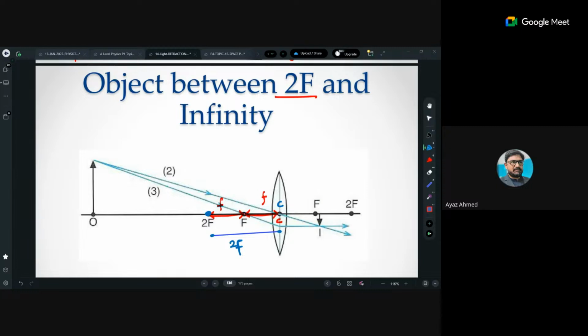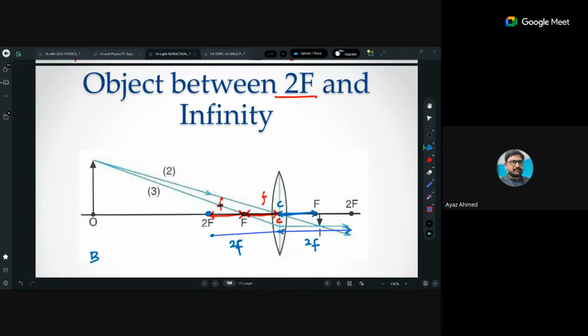The distance for f on either side remains the same. That is why this length is also 2f. This is also 2f. Agreed? Yes, sir. Look, I'm saying that the object is between 2f and infinity.